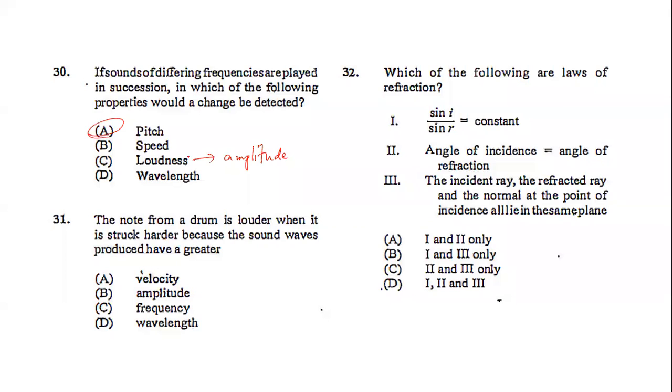So question 31 is basically a follow-up from question 30. It tells us if a drum is louder than before or something of that sort, what does it have a greater what? So it is greater amplitude.